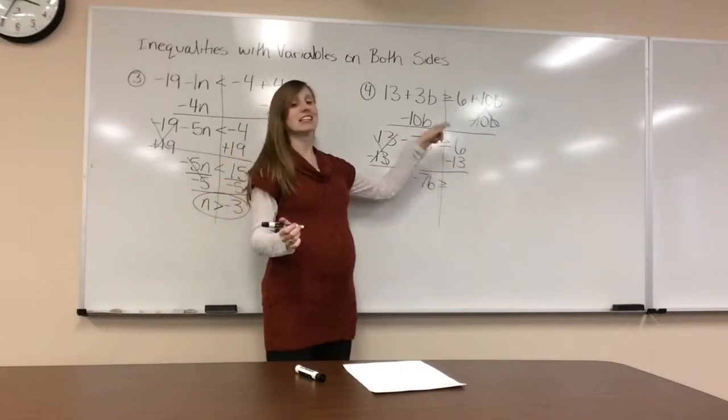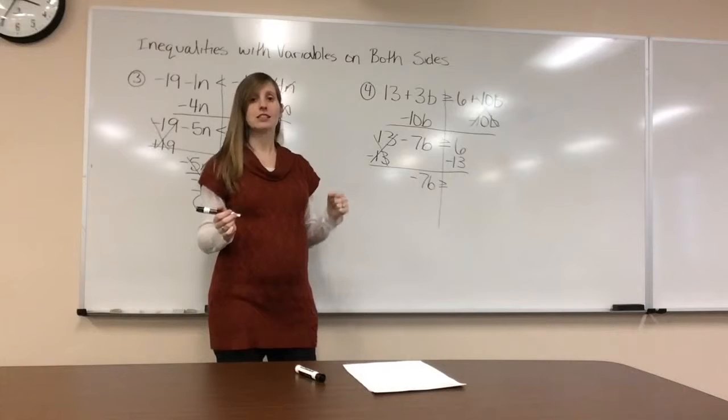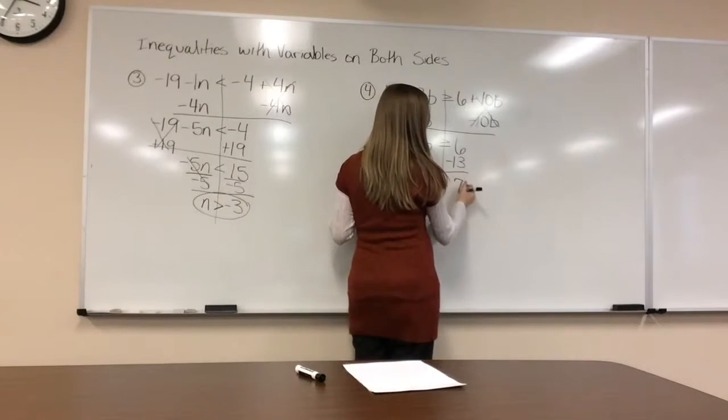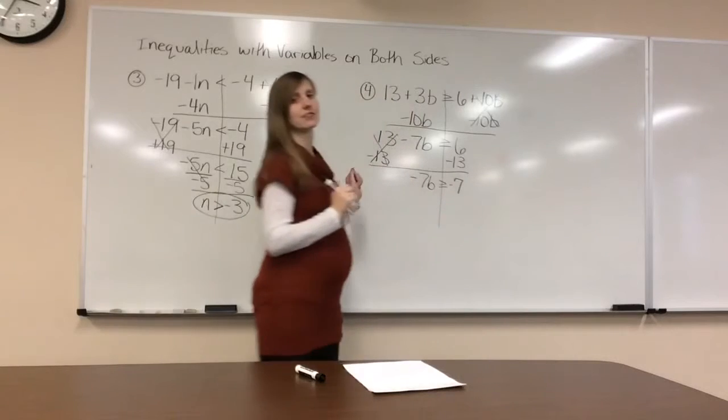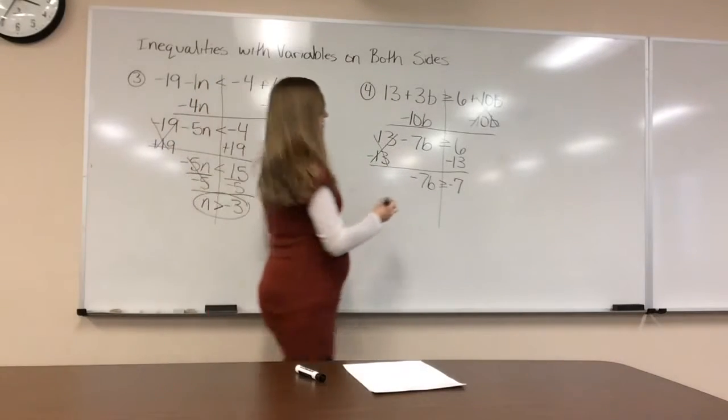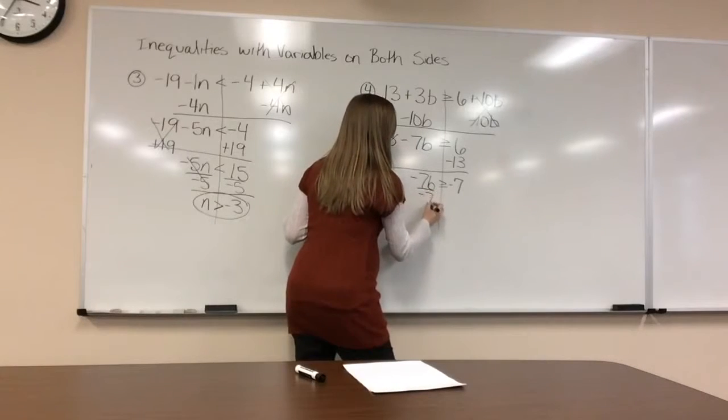6 minus 13, the signs are different, so you need to subtract. 13 minus 6 is 7. Keep the sign of the bigger number, so it's negative 7. And then my last step is to divide. I need to divide both sides by negative 7.